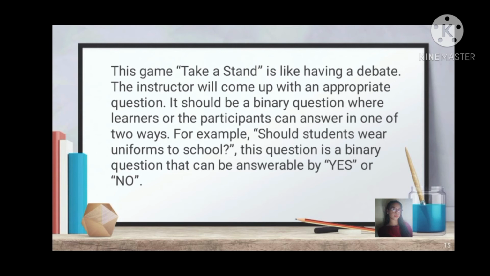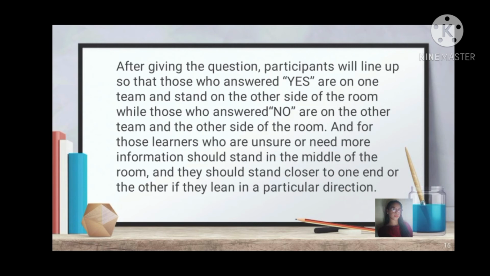For example, should students wear uniforms to school? This question is a binary question that can be answered by yes or no. After giving the question, participants will line up so that those who answered yes are on one team and stand on one side of the room, while those who answered no are on the other team and the other side of the room.